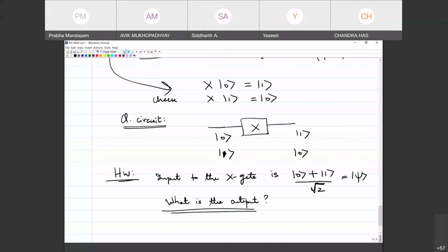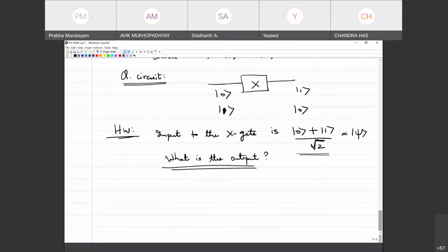Also, to give you some familiarity with working with objects like this, think about this question also, and work this out. So what I'm asking you is to evaluate the output of this simple quantum circuit. I have X, I have the input, which is 0 plus 1 by root 2. So what is the output? Okay, let me stop here.